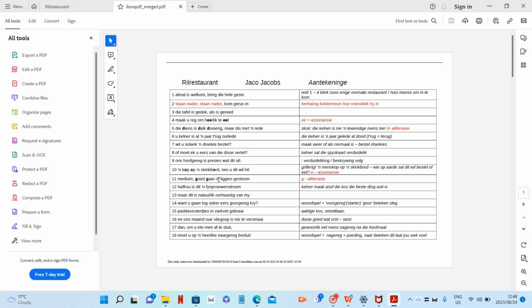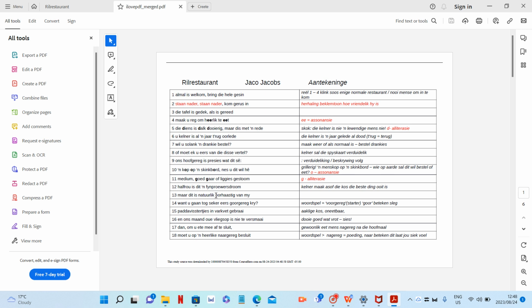Medium gaar, gaar of liggies gestoom. So it says medium rare, grilled or lightly steamed. So you see the G's in the front is alliteration. So they'll ask, what's the figure of speech? It's alliteration. Halfrou is dit 'n fyn proesdrom. Karol maak asof die kos die beste ding ooit is. So the waiter's acting as if it's the best food ever. So he says half raw, it's the best dish, it's the finest dish. Maar dit is natuurlik oorhaastig van my.